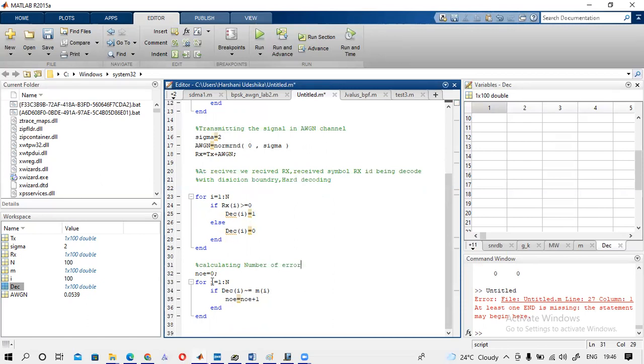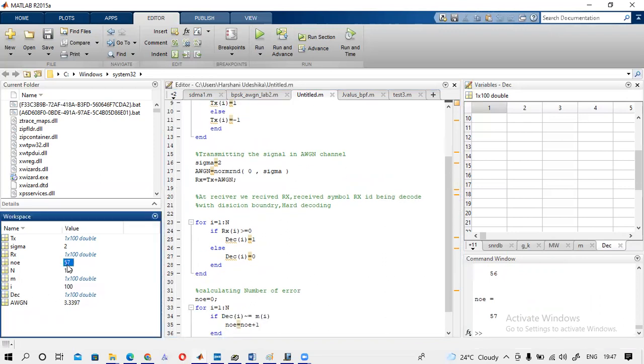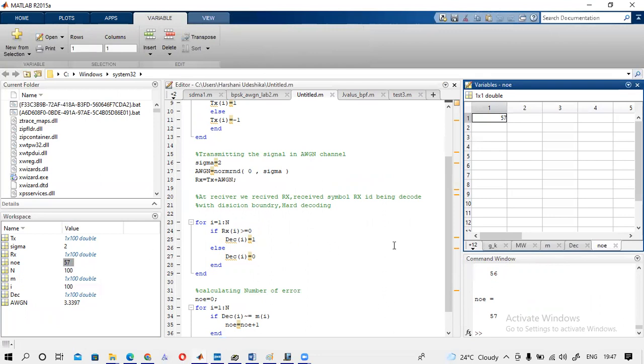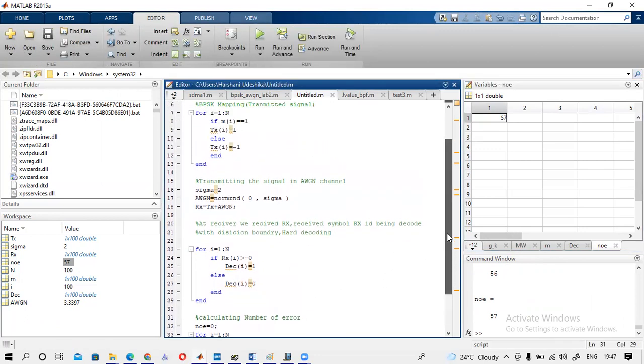Here we are going to calculate the number of errors. So let's see what happened. Okay, the number of errors is 57. I can't believe that one. So maybe that means there are 57 bits changed. Okay, there are 57 bits changed.